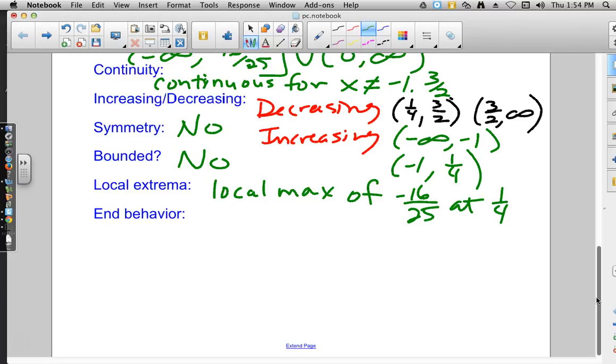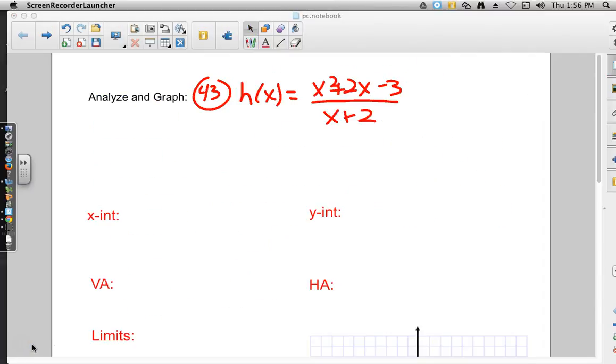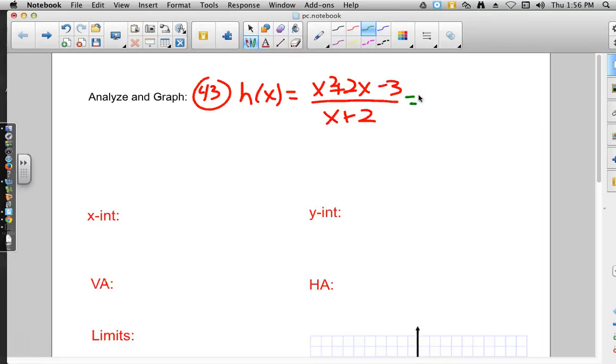And then the last thing is the end behavior. So the limit as x approaches negative infinity of f of x equals, and the limit as x approaches positive infinity of f of x equals. As we go to the left and the right on this graph, this is definitely approaching our horizontal asymptote, which is 0. So both of those would be 0. And I believe that takes care of everything for that graphing problem. Is the next one on your list here. And again, we'd start by factoring if at all possible.